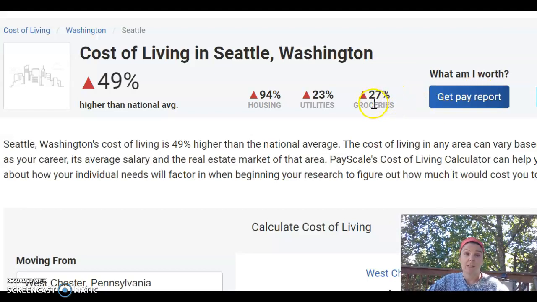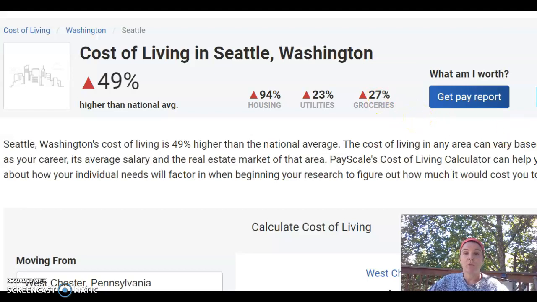When it talks about cost of living, you can see it's not only talking about housing, but it's also talking about utilities, which are like gas and electric, and it's even talking about groceries. So literally, if you went to a regular grocery store, your milk would cost more, your cheese would cost more, your cereal would cost more, and that kind of thing.